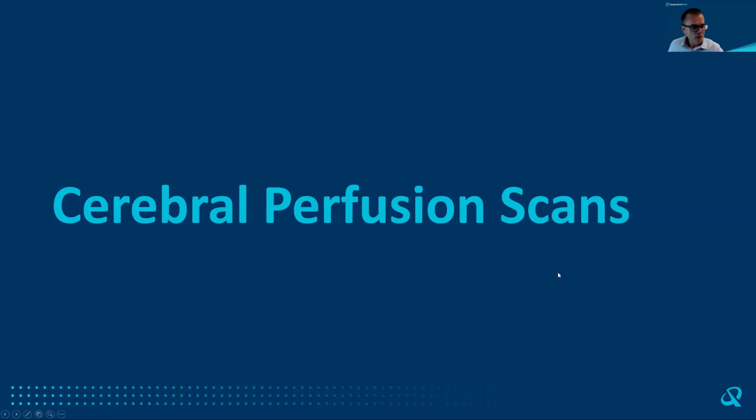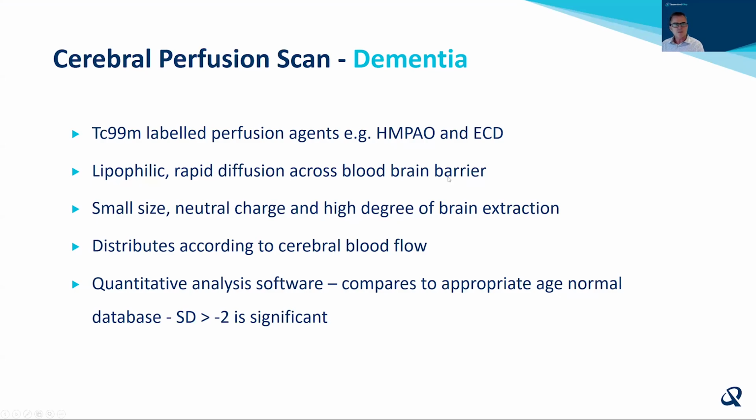I'm running out of time, but I'm just going to mention dementia scans. So cerebral perfusion scan is another underutilized scan, I think, in general practice. It uses perfusion agents, HMPAO or ECD. They rapidly cross the blood-brain barrier. They're small in size, so they've got a high degree of brain extraction, and they distribute according to cerebral blood flow, similar to what sestamibi does in the heart.